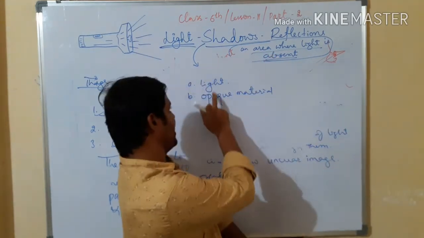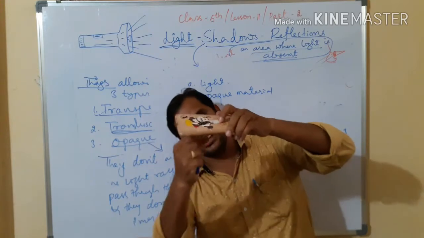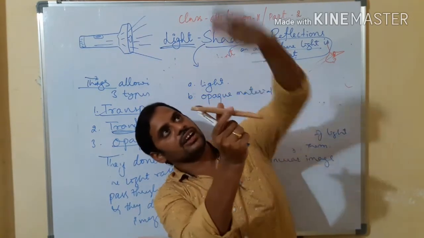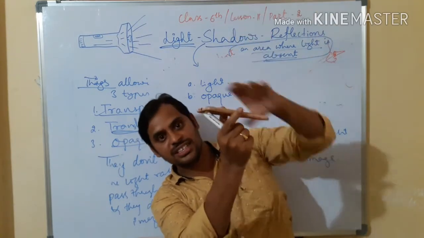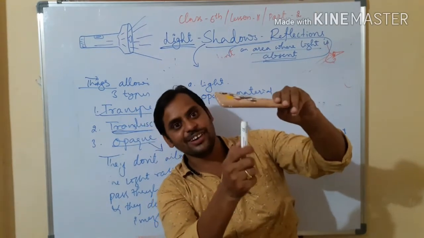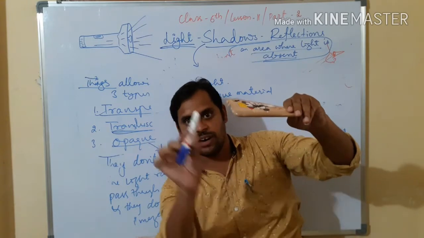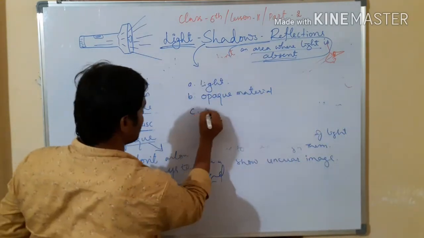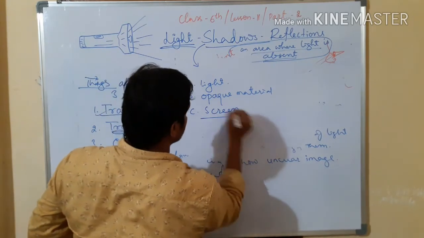Right, you said you require light and opaque material. The light source is the torchlight, the opaque material is this cover. And when I switch on the torchlight, can I see the shadow in the sky? No, definitely not. It means we require light, opaque material and one more thing, that is the screen. Very good. That is the screen.